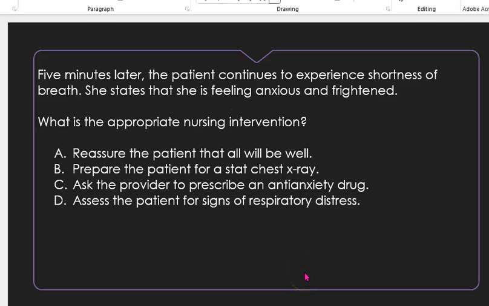Five minutes later, the patient continues to experience shortness of breath. She states that she is feeling anxious and frightened. What is the appropriate nursing intervention? So, ABCs. Once again, you're going to assess the patient for signs of respiratory distress.